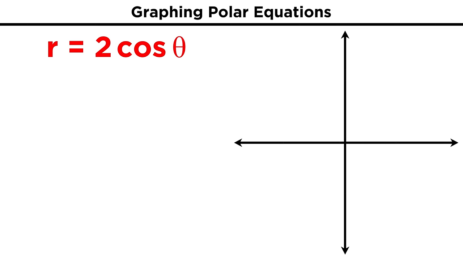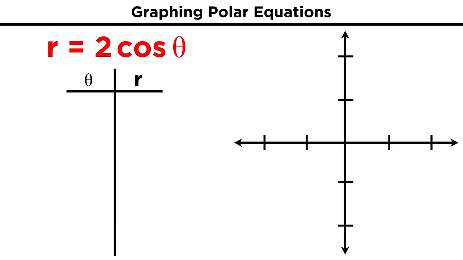Before we leave this topic, let's talk a little bit about graphing polar equations. Say we have something like r equals 2 cosine theta. One way to plot this is to plug in points. Let's plug in multiples of a sixth pi and see what we get. When theta is 0, cosine is 1 times 2 is 2. So (2, 0) is a point.